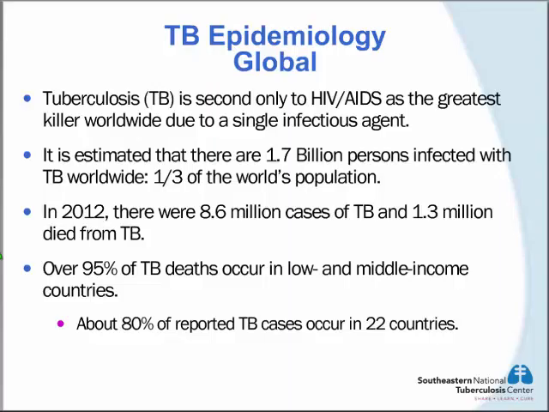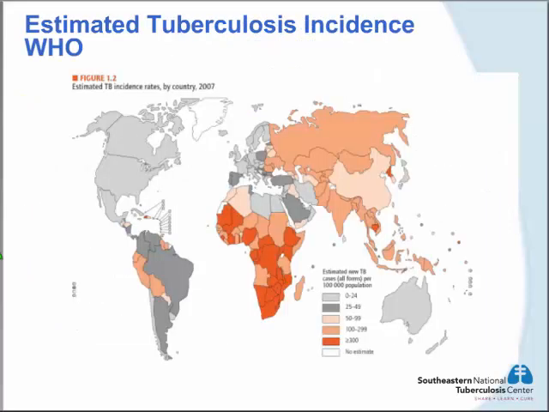Over 95% of the TB deaths occur in low and middle income countries. About 80% of the reported cases of TB in the world occur in 22 countries that are considered high-risk countries. In this map, you can see in the bright orange the countries that have rates that are more than 300 cases per 100,000 population.